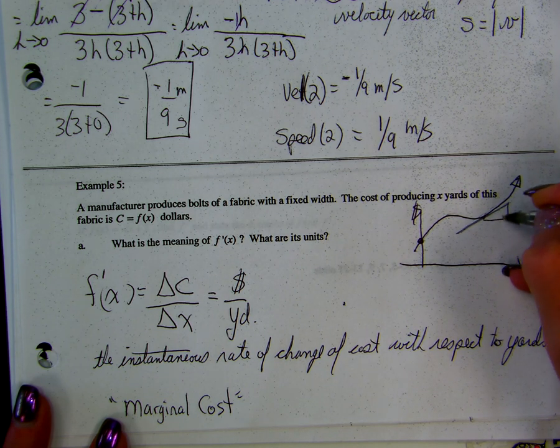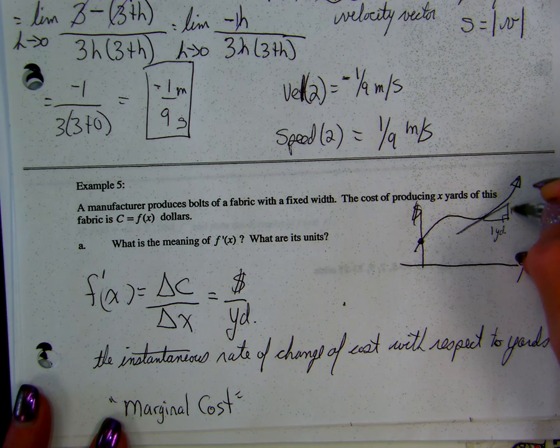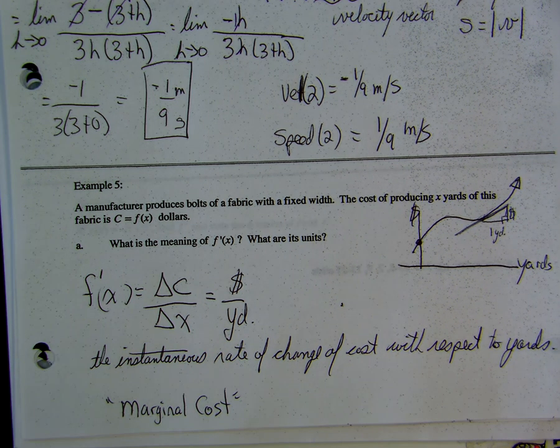And what is the slope? Well, if I were to look at producing one more yard, this would be the change in the cost per yard. And we call that marginal cost, as in how much more would it cost me if I produced one more yard of the fabric. Okay, over the page.